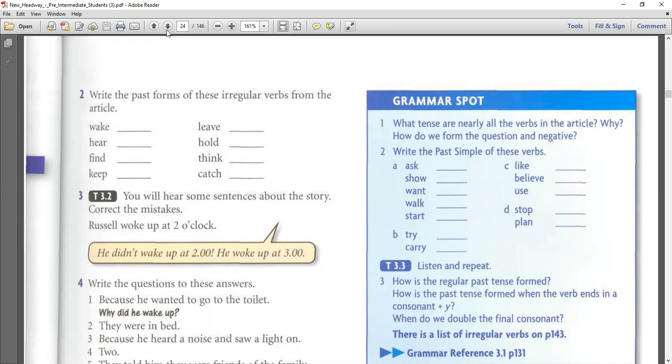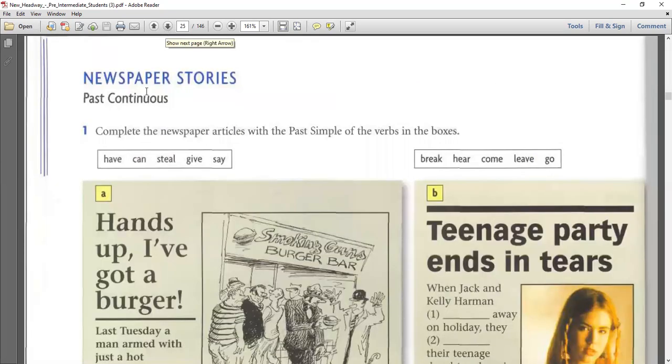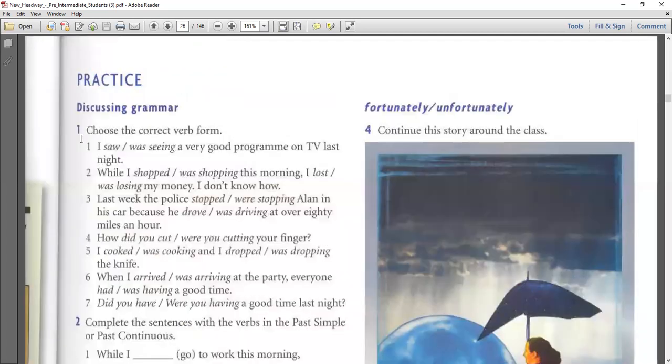Now let's go to, actually, yes, this exercise number 1 and number 2, practice discussing grammar, is so important for you. Both exercises are super crucial for your students. Choose the correct verb form.